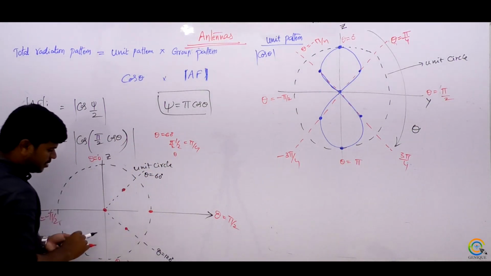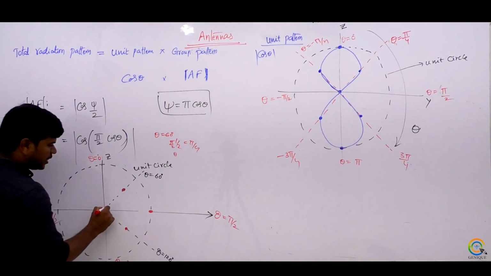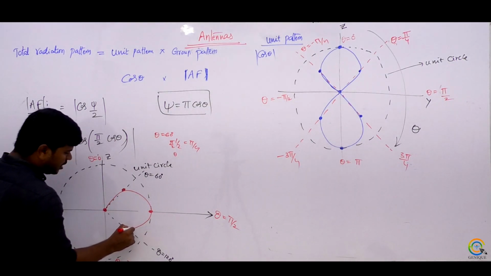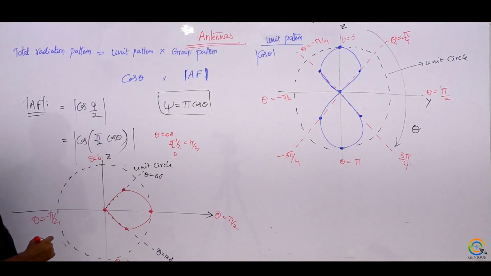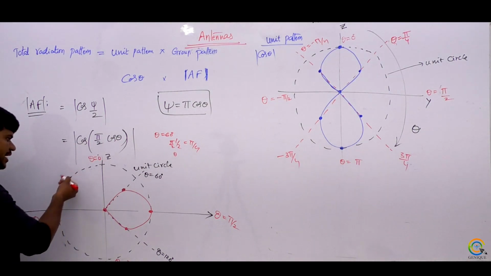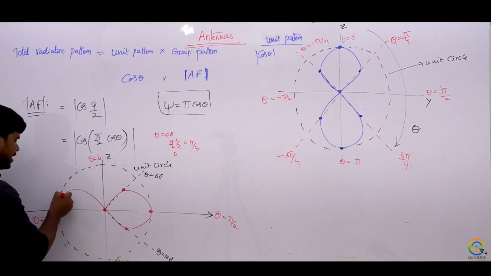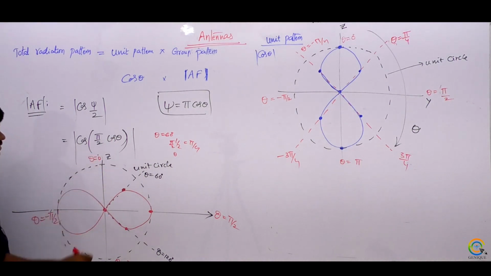Similarly in this direction. If you join this, you will get the pattern like this. Similarly, if you take these negative angles also, you will get the pattern like this. It is symmetrical about this. So this is about the array factor.